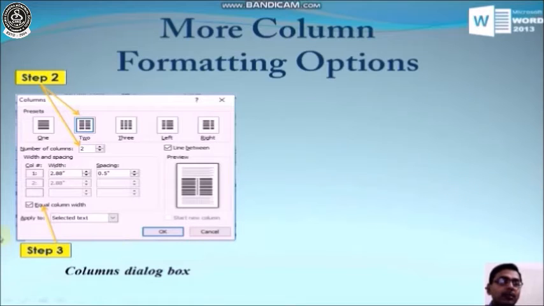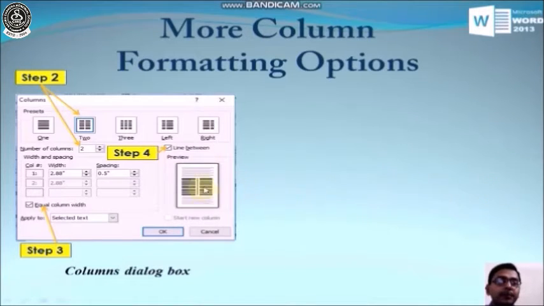Step number 3, equal column width. If this checkbox is ticked, you don't have to give column width for every column. If this is not ticked, you have to specify the column width in inches for every column separately. And here is the spacing between columns. How much space you want. Here default is given 0.5 inches. You can increase or decrease that.